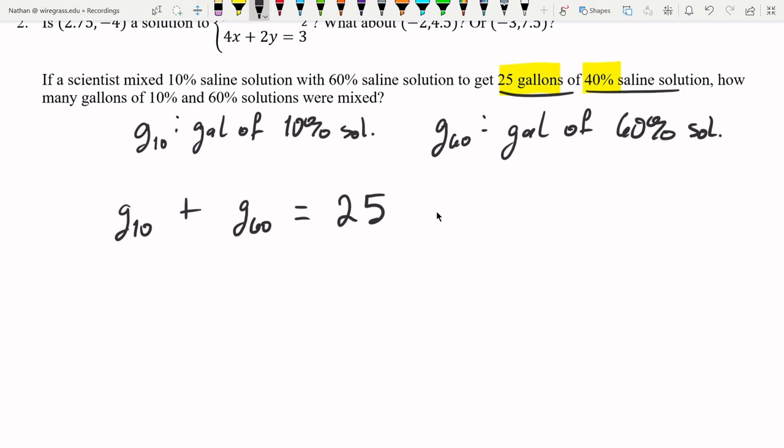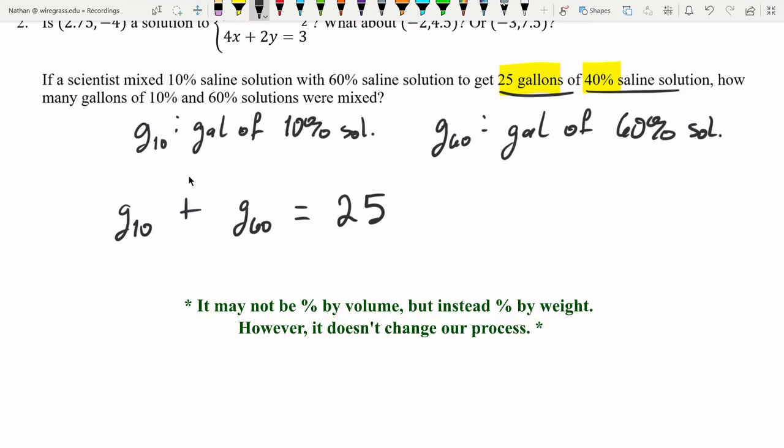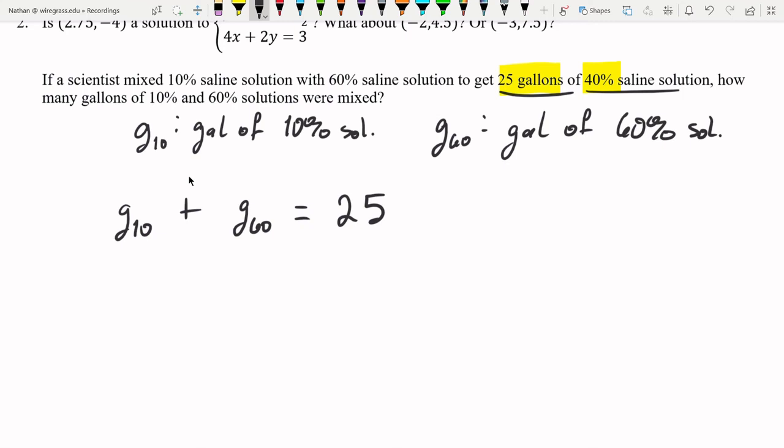Now the only other piece of information we know is the percentages. We can think of this kind of like, if we have G10 gallons of 10% saline solution, then 10% of this will be the gallons of salt in the 10% solution. So what I can do is take 0.10 times G10, and this is how many gallons of salt from G10.